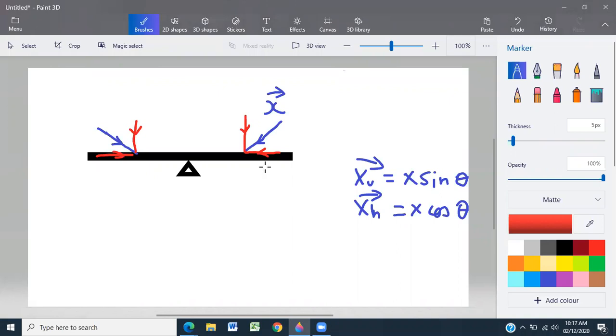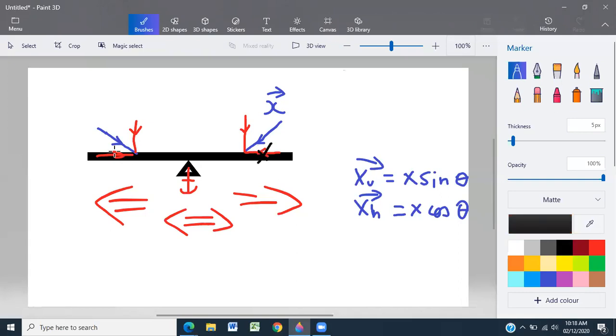So let's look at the horizontal components. What's happening to them? In a balanced system, remember, this system isn't shaking side to side. It's balanced. So what that must tell us is that these two forces counteract each other, or the pivot point has some anchor, some hinge, strong enough to withstand these sideways components, so that this seesaw, or whatever system, doesn't shake or go flying one way or the other. So we can say that these components cancel out. This one cancels out with this one.